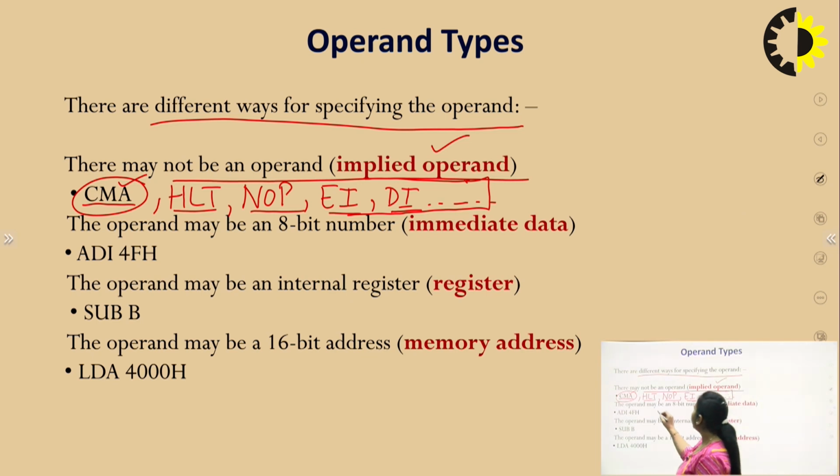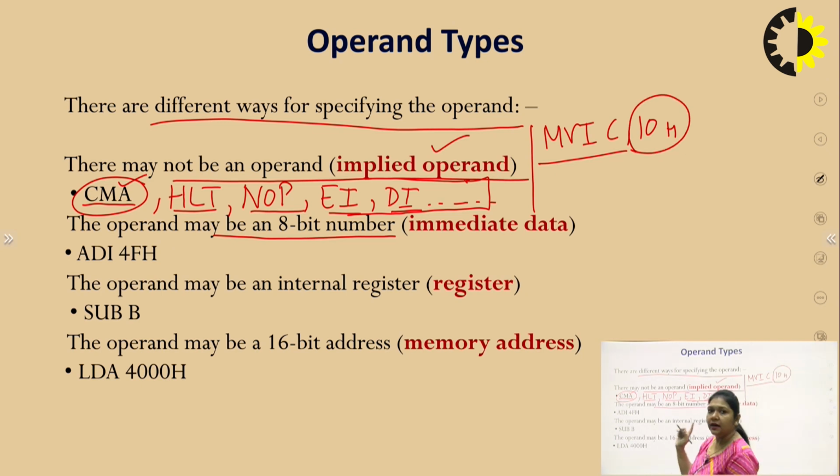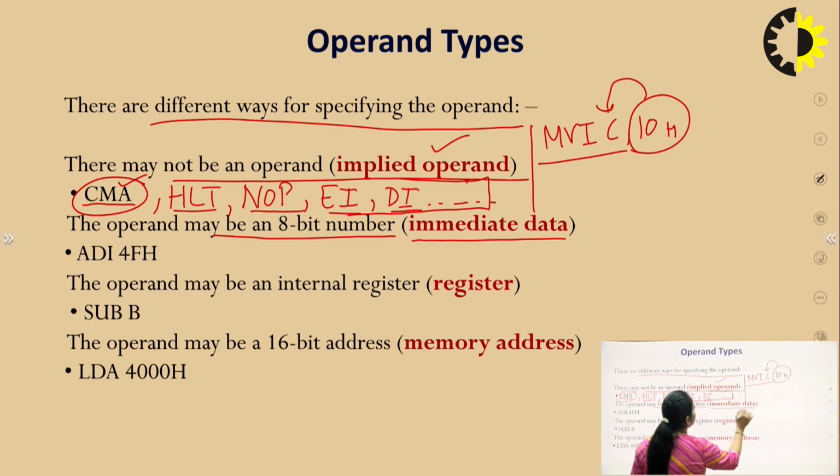Next, the operand may be an 8-bit number. We have discussed it in the previous slide: MVI C, 10H. This was our opcode, and this is 8-bit data. If an immediate data is given in the instruction itself, we know directly what we have to transfer, so we can transfer it immediately. That is why we say it is an immediate data, immediate operand.